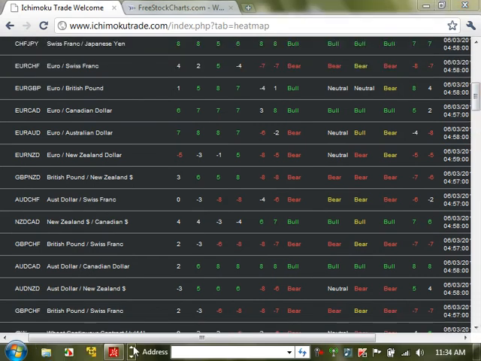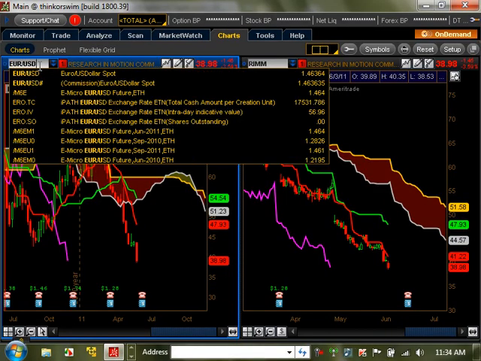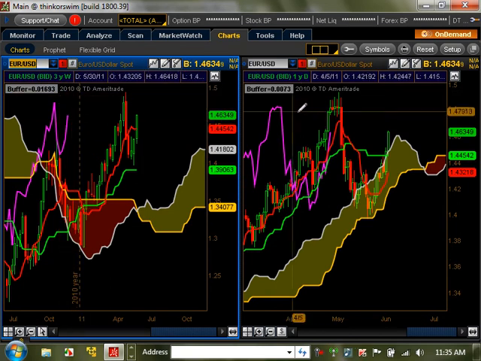So let's go to the charts, and we'll make sure we go back and go through Australian Swissy. Now, we're going to go through all the major pairs. Remember, on the left-hand side is your weekly time frame. On the right-hand side is your daily time frame.